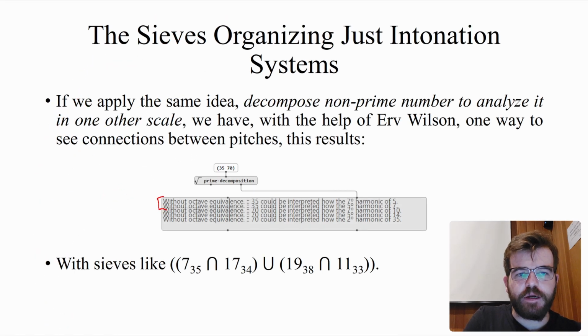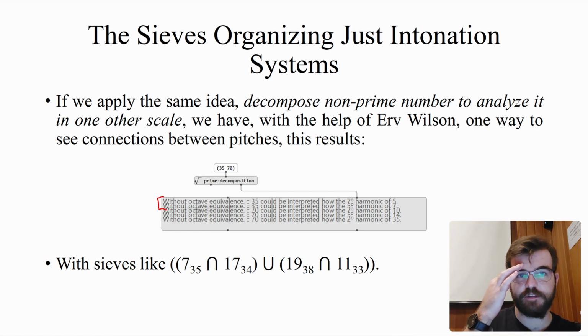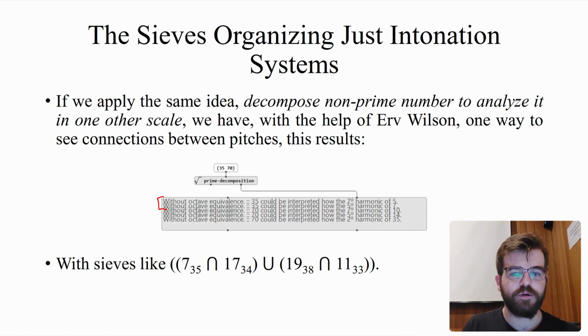With another example, the decomposition of the number 35 will result in 5 and 7, which allows the interpretation of 35 as the 7th harmonic of 5 or the 5th harmonic of 7. Then we have again two fundamental pitches that can be used to modulate between different sets of pitches, or different harmonic series. And we can of course do this process with more complex sieves, like this case here.